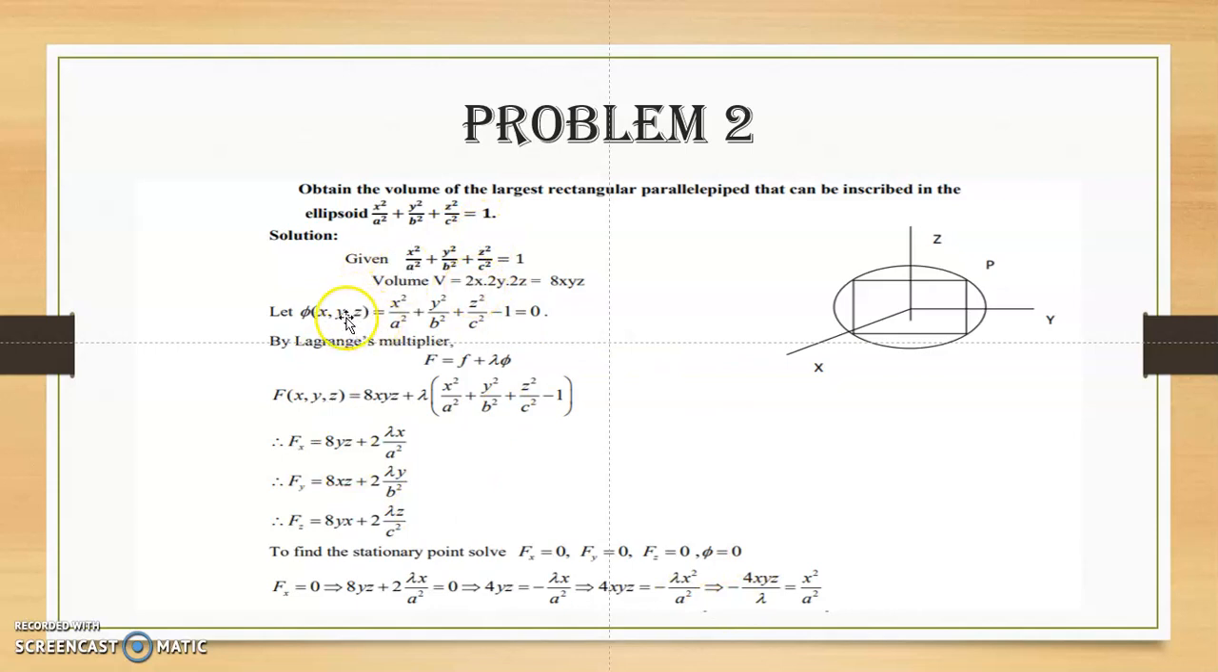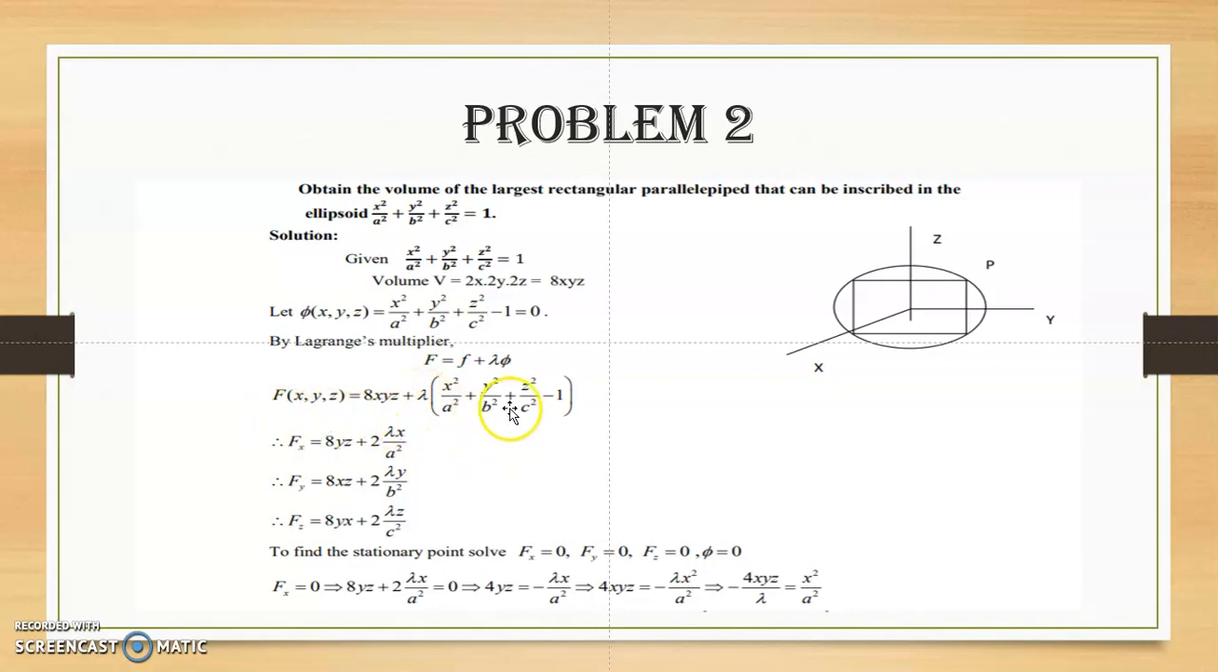Now we know the length, breadth and height of the rectangular parallelepiped are 2x, 2y and 2z. That is, the volume can be written as 2x, 2y, 2z, which is equal to 8xyz. Now we are going to write the auxiliary function. First we write the volume of the rectangular parallelepiped plus lambda into the ellipsoid equation. This lambda is nothing but the Lagrangian multiplier.